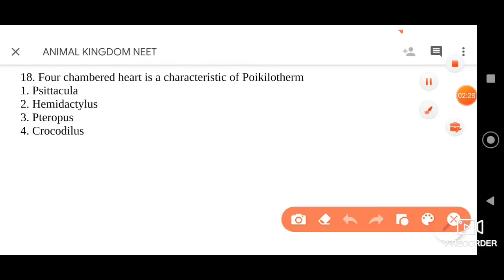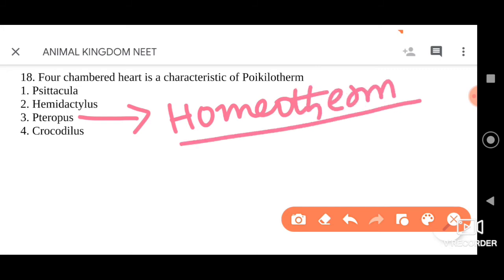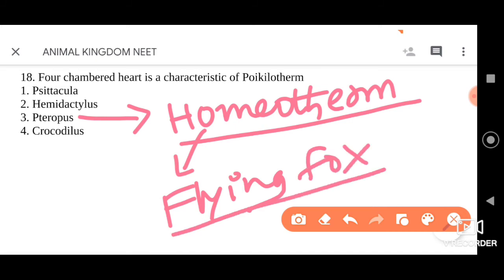Then moving on to Pteropus. See, Pteropus is also a homeotherm. So it is a warm-blooded animal. As it is not a Poikilotherm, we cannot go for this option. And let me tell you, Pteropus is generally called the flying fox. It's a mammal. All right, so eliminate this option as well.